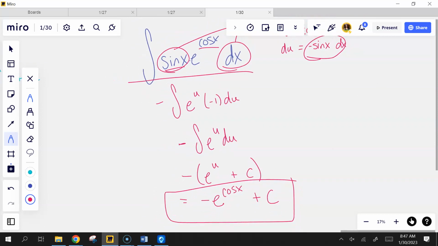I know it is a lot when you first look at it and you go, holy crap, I'm never going to be able to do that. I'm never going to be able to see the u, but you will.